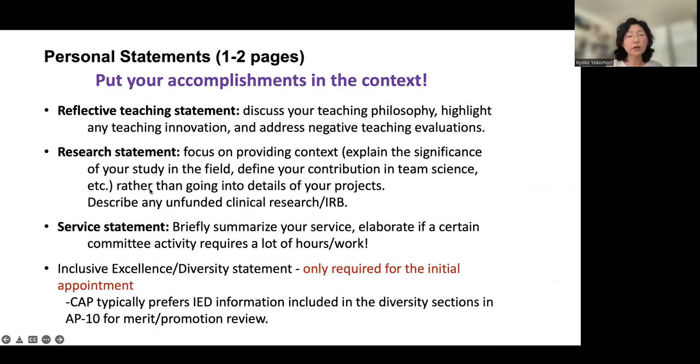And also here, you want to describe any unfunded clinical research or IRB protocols, the effort you did, okay? And then the service statement, again, you want to briefly summarize your service and then really elaborate on some of the service activity, like maybe some committee you really spent a lot of time and effort on. You should really explain that in a service statement. And yeah, that's that.